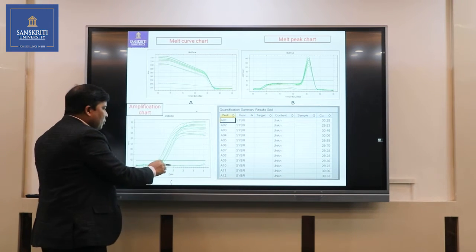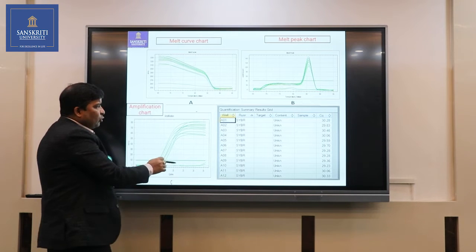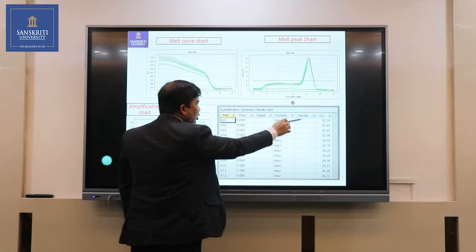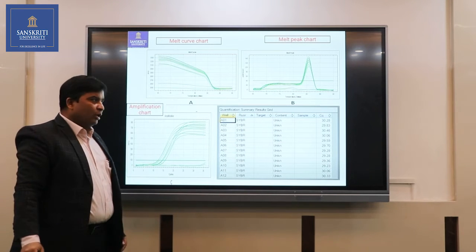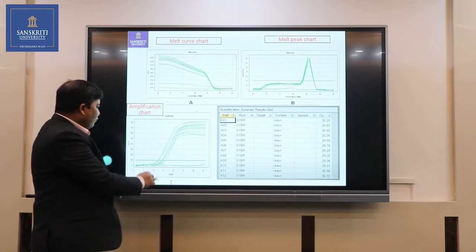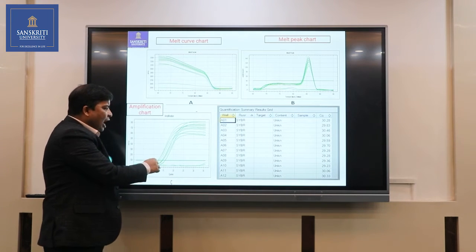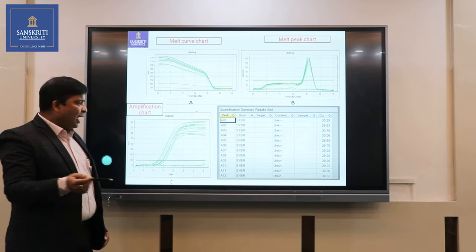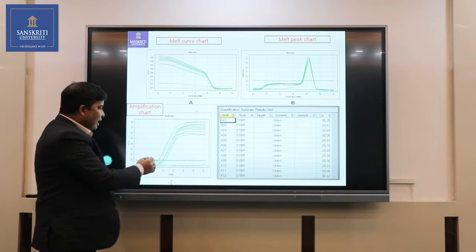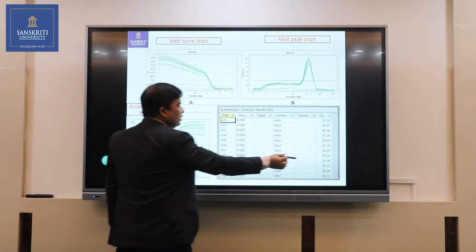When fluorescence comes out from the threshold, the number of cycles is called the CQ value or CT value. So the CQ value and CT value is the number of cycles where fluorescence comes out from the threshold and the machine is able to detect the fluorescence. So that is called the CQ value or CT value.